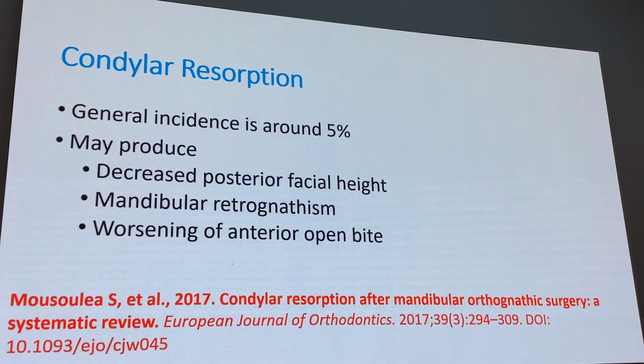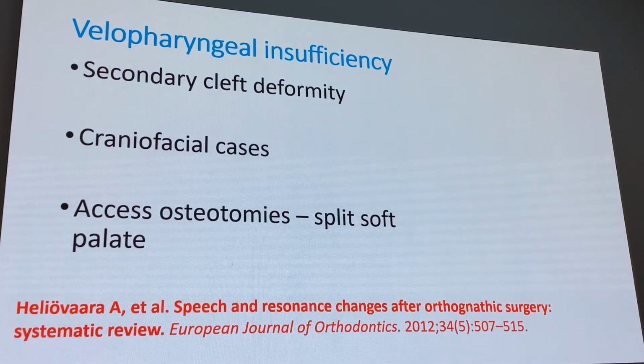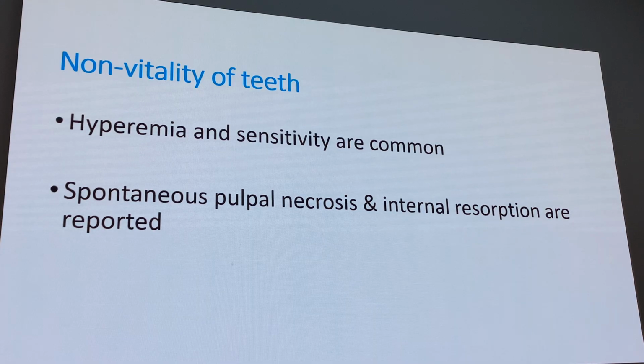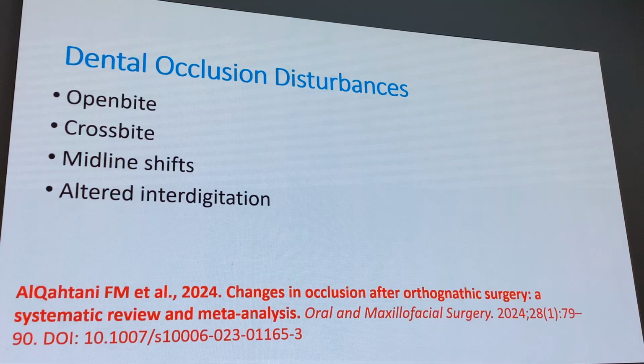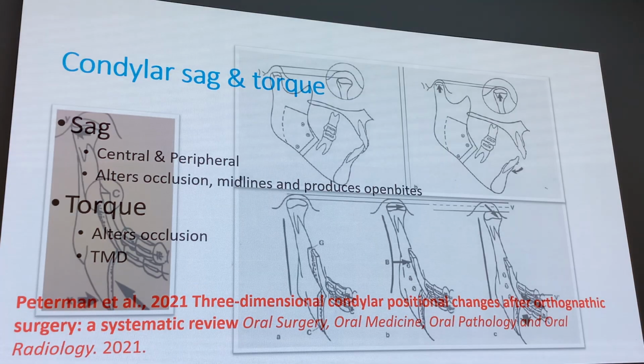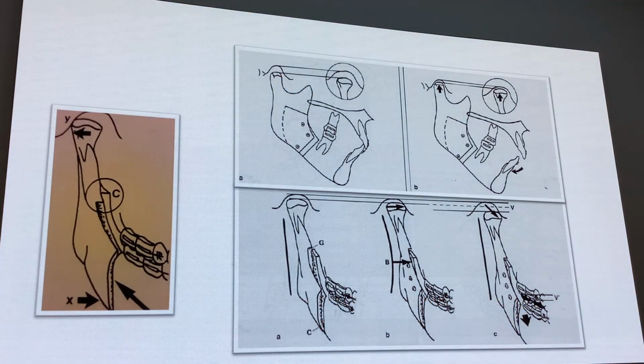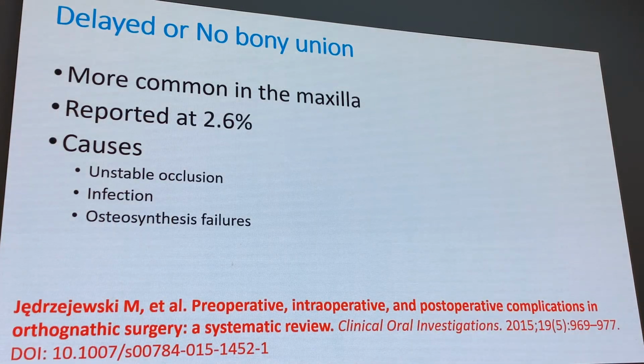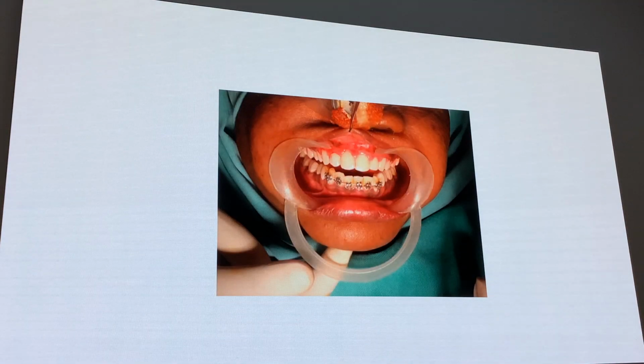Condylar resorption has been seen. Velopharyngeal incompetency, as rightly said, in cleft patients where you advance the maxilla too much. Non-vitality of teeth if the osteotomies are done very close to the apices of the teeth. Dental occlusal disturbances, condylar sag, different types of condylar sag. Preventively, you can fix a plate so that you make sure your position of the condyle can be the same post-operatively, and check. Delayed or no bony union is reported in about 2.6% of the cases.